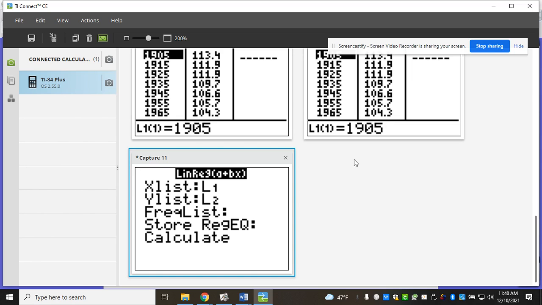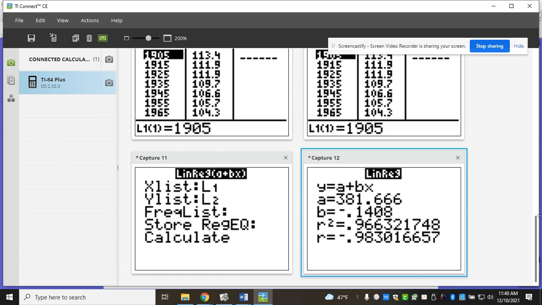If you do the store calc or store regression equation like you usually do, you can go ahead and do that here. And let's double check and make sure everybody's on the same page. Does this look like the same numbers that you guys were getting? Okay. So our y-intercept is 381.666. Our slope was negative 0.1408, and it gives us an r squared and an r value as well.